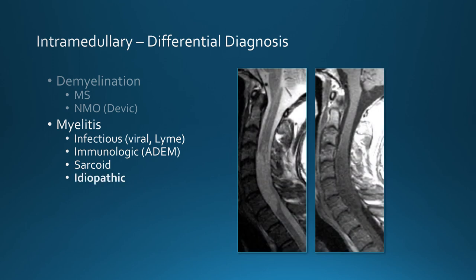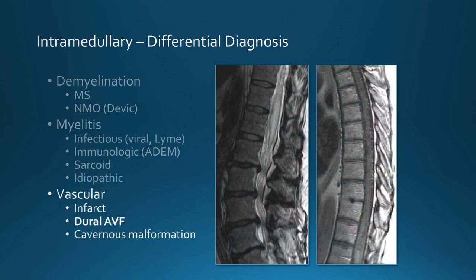There's also a large category of idiopathic transverse myelitis. We usually only use this term if we find an inflammatory lesion in the spinal cord that we cannot make a specific diagnosis for, then we use the term idiopathic transverse myelitis. And vascular lesions, this is a patient with a dural arteriovenous fistula causing expansion of the conus with high signal. Note all the flow voids on these post-contrast images.